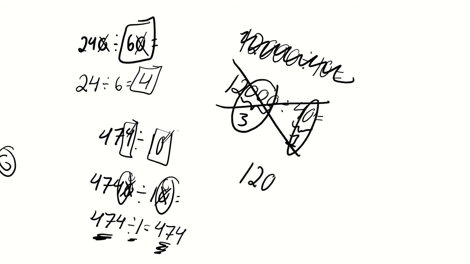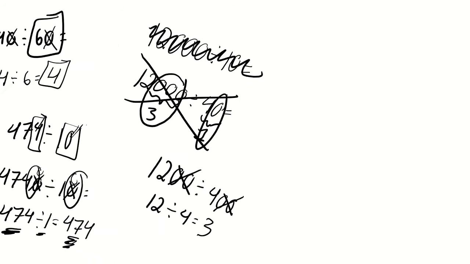So it could look like this. And all we have to do is cross out the zeros, bring down the rest, and divide.